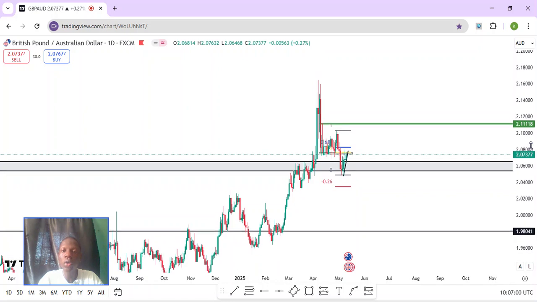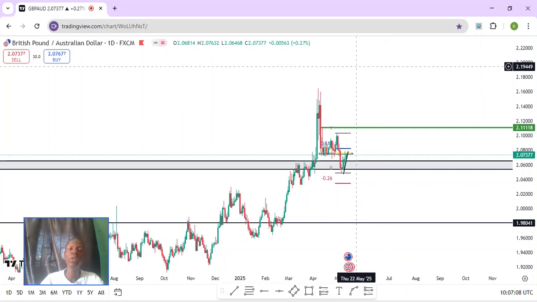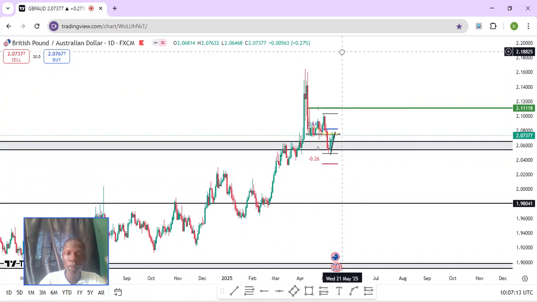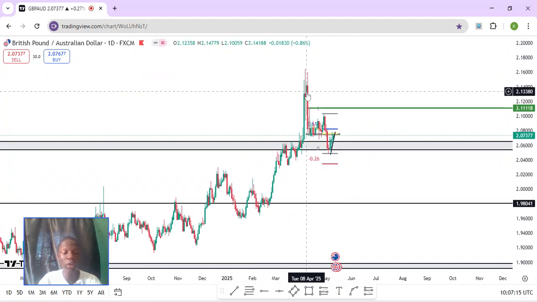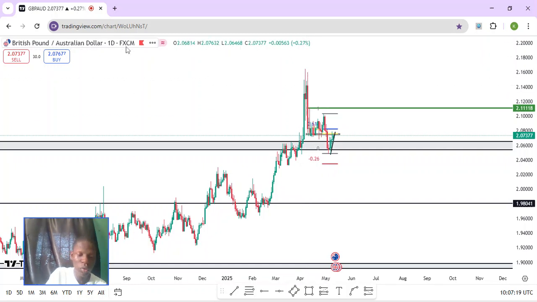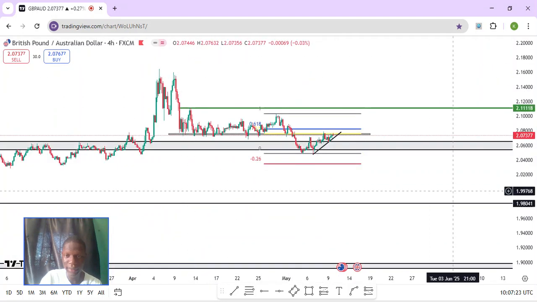So the overall trend, listen guys, so you guys can get to understand better. That's why I'm recapping this. The overall trend of GBPAUD is bullish. We are supposed to be bullish, but the immediate trend is bearish. I'm going to go over to the faster time frame so you will see the waves very well. So as you guys can see, these are the waves.